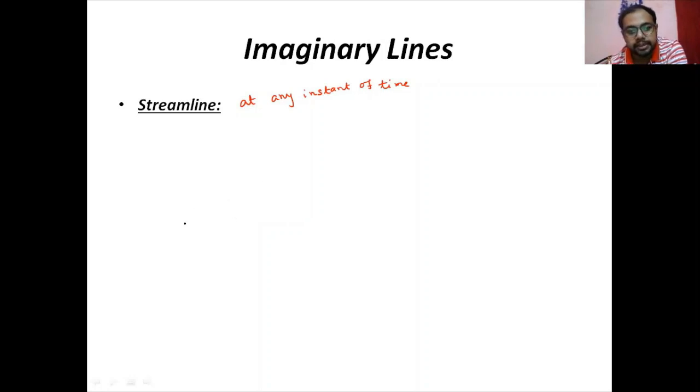You consider some imaginary line in such a way on the flow field that if you draw a tangent over the line, at any point, say some point A, if you draw a tangent from the point, this will give the direction of the velocity. That is the definition of the streamline.